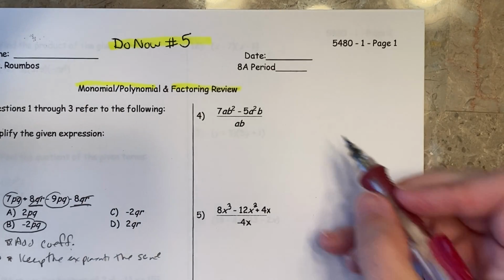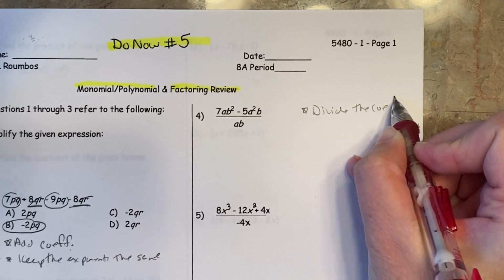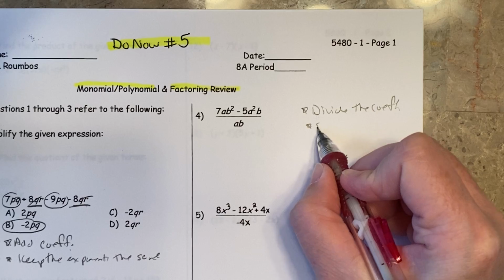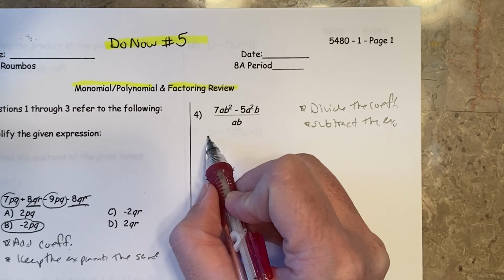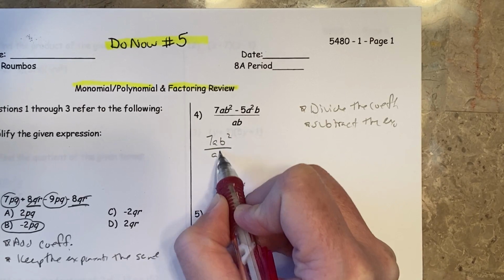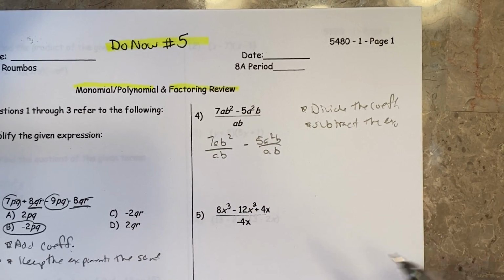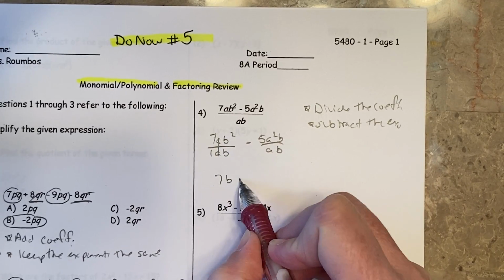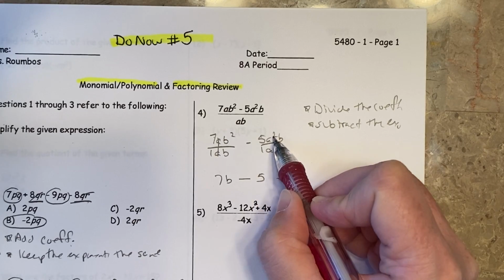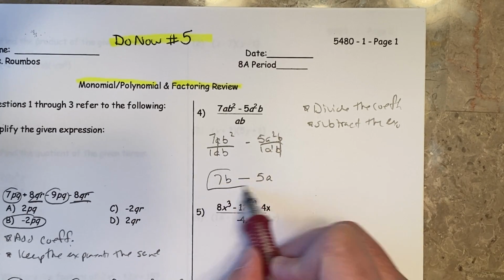All right, number 4, dividing. So for this one, you want to divide the coefficients, and you want to subtract the exponents. Okay, so for me, I always like to separate them. That's how I taught it in class because it's just easier for my brain that way. So 7 divided by 1 is 7. A is crossed out. Subtract the exponents, I get B. 5 divided by 1 is 5. It's 2 minus 1 is 1, and the B's cross out, so 7B minus 5A.